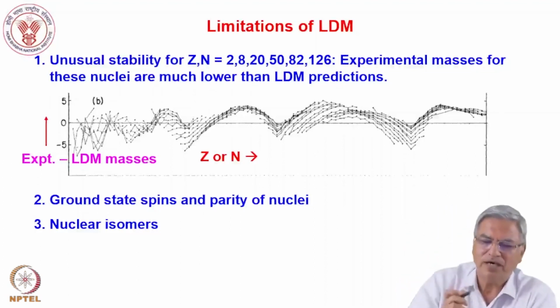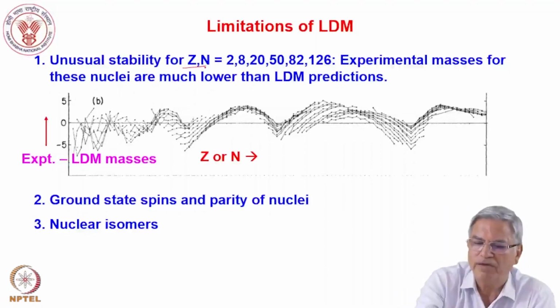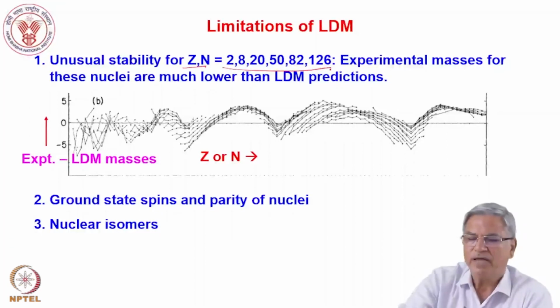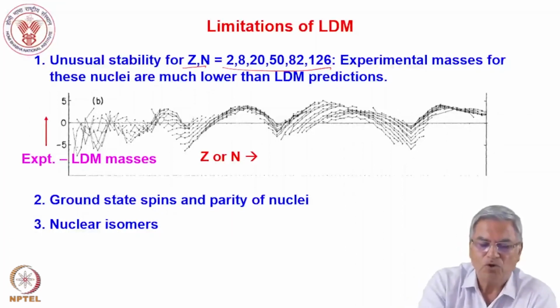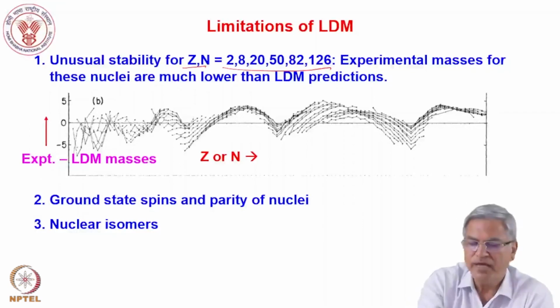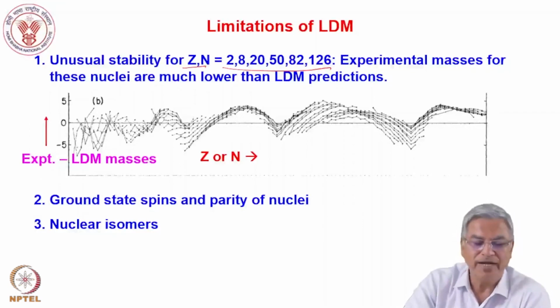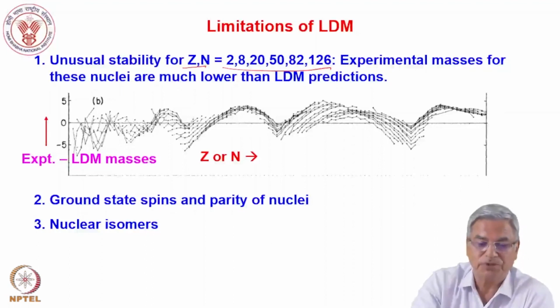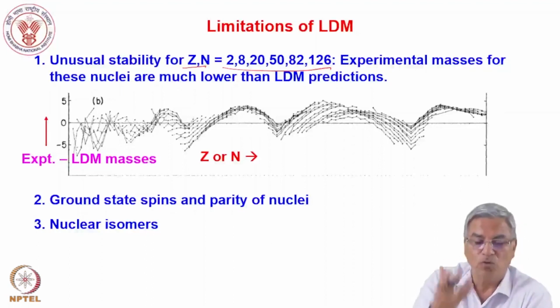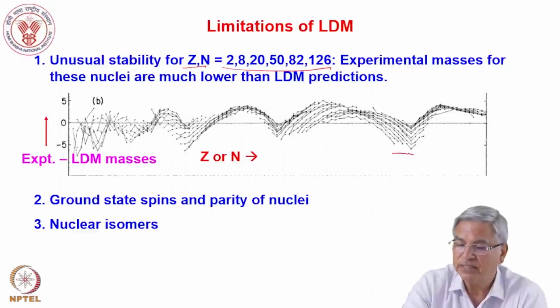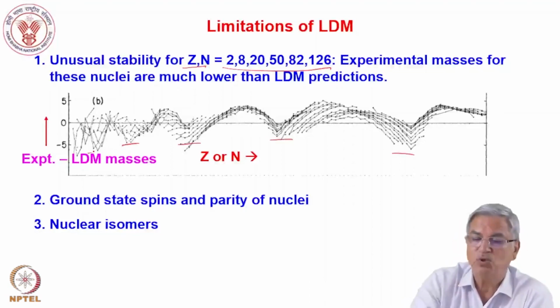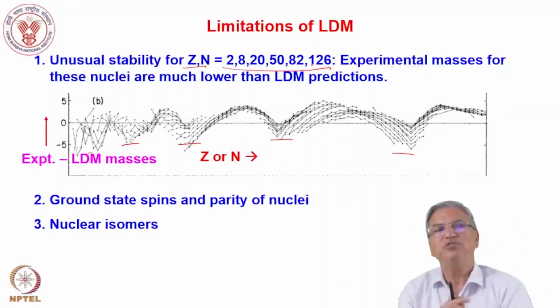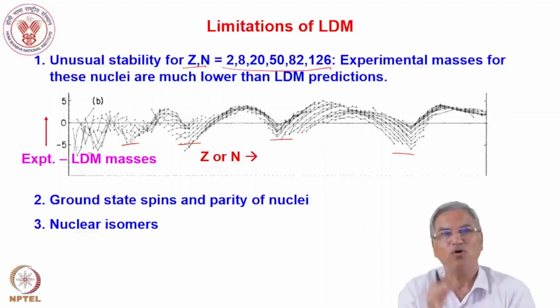Some of them are the unusual stability of Z and N, neutron and proton numbers having these configurations. And what I have shown here is the difference in the experimental and liquid drop predicted masses over a range of proton number and neutron number. And you will find that there are dips. That means the experimental masses are lower than the liquid drop masses at certain configurations, and they correspond to these magic numbers. So that means these magic number nuclei have lower mass than predicted based on liquid drop.